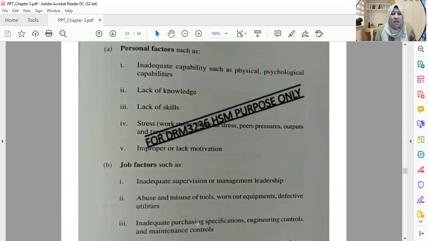Okay, so basically in the personal factors, we have inadequate capabilities, such as physical, lack of physical fitness, you are not so fit. Psychological capabilities, your mind is somewhere else, or maybe you are not focused. It can be lack of knowledge, you don't have any knowledge about how to do and perform the job, and then lack of skills. Plus you have to handle stress, work stress, and then what we call financial stress.